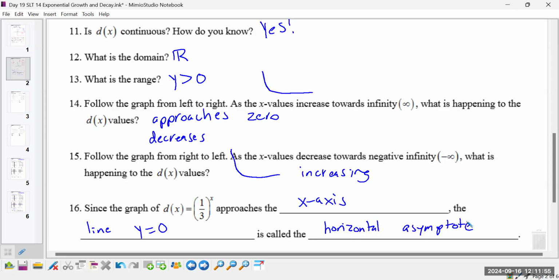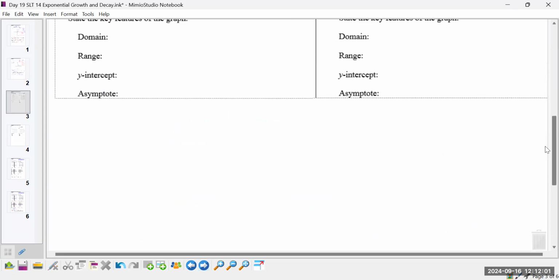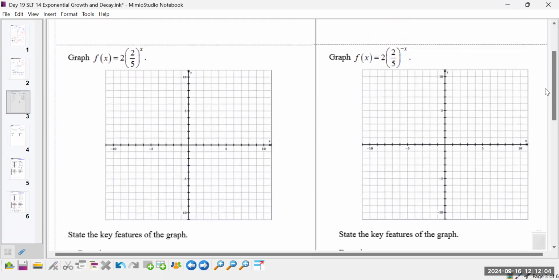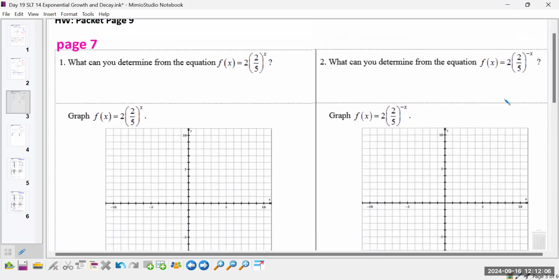All right, we're going to do 4 more graphs together, and then you're going to do 4 on your own for homework. So let's take a look at page 7. On page 7, we just have two equations and 2 graphs. And at first glance, they look really similar. Take a moment and identify the difference between number 1 and number 2. If you said that number 2 has a negative x, you're correct. And we're going to talk about that in just a moment.